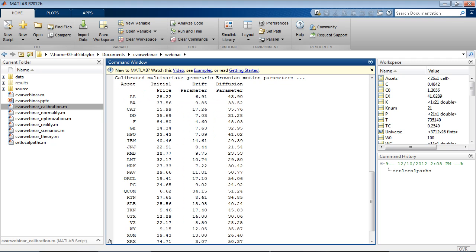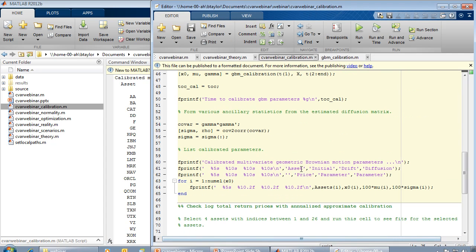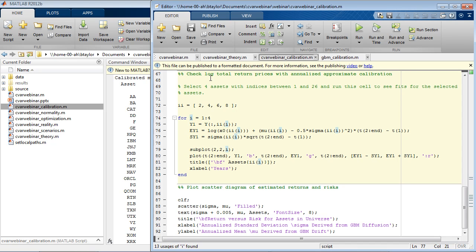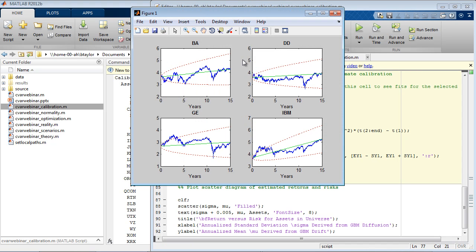These are the initial prices. And the initial price is a price prior to the first observation. And the drift parameter is here, and the diffusion parameter is derived from the diffusion matrix. The script also plots what these calibrated processes look like. This is the drift. This is the underlying actual price process, and then this is the one standard deviation band for the growth of that process.